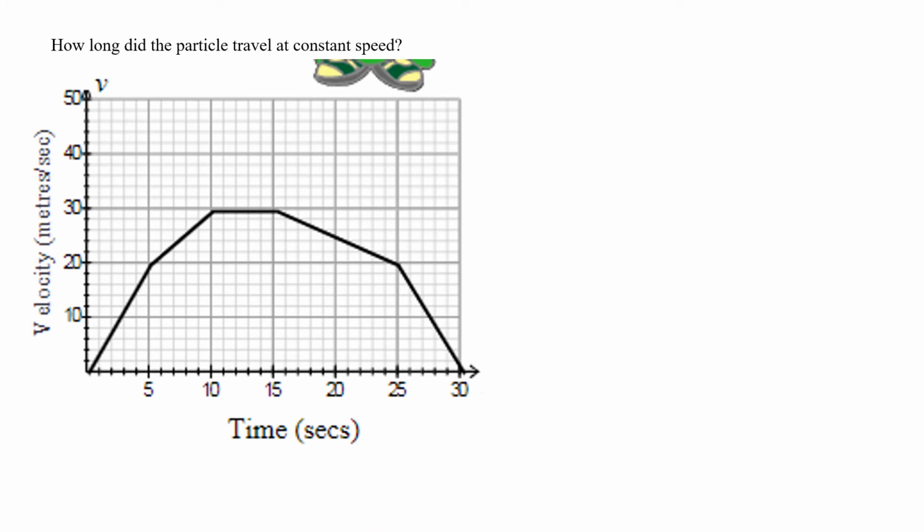So this question is asking us, how long did the particle travel at a constant speed? As we discussed in the first slide, a constant speed means a horizontal line. It means that the acceleration is 0, so the gradient of the line has to be 0. And the only place where that applies on this graph is here. So this part of the particle's journey is from 10 seconds to 15 seconds. That's a total of 5 seconds. So the particle travelled at a constant speed for 5 seconds.